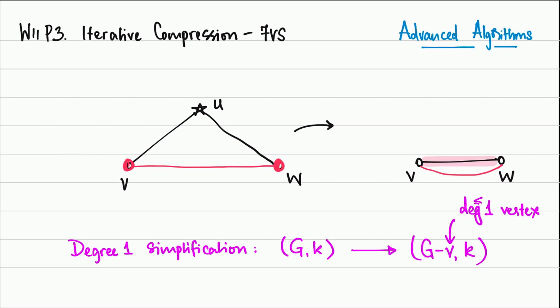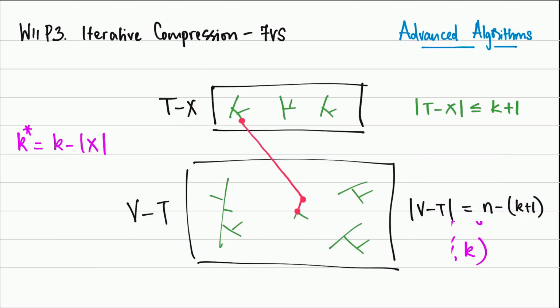And I claim that if you have a degree 2 vertex where at least one of the neighbors is in the safe zone, is in V minus T, then we can still do this simplification where we get rid of the degree 2 vertex and instead, to remember what the degree 2 vertex brought to the table, we add an edge between its two neighbors, as is usual with the standard short circuiting, right?